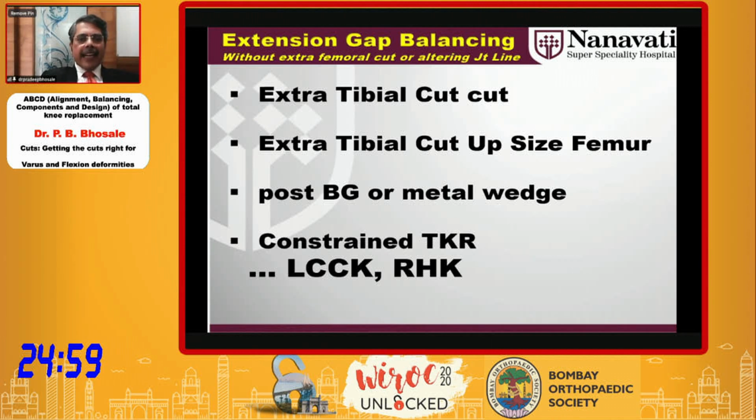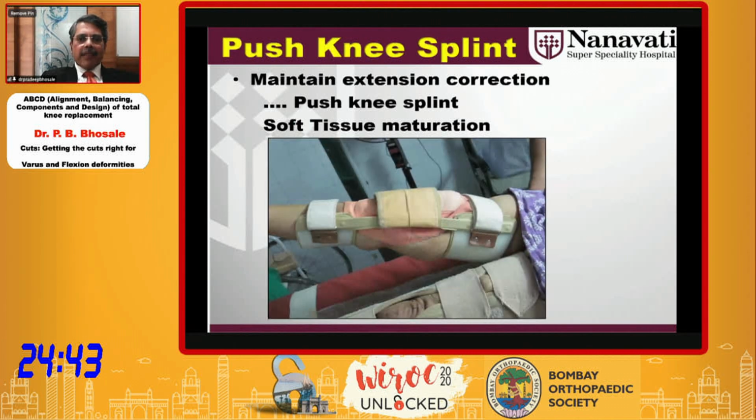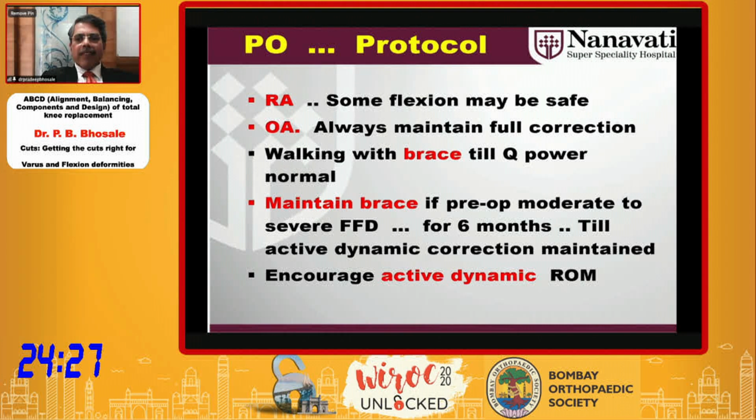Now to avoid that, sometimes you can do a little extra tibial cut and upsize the femur. Posterior bone graft or metal wedges can be used, or sometimes constrained implants. So this can save extra cutting of the femur. A posterior splint is very useful in most rheumatoid patients. You leave some flexion deformity, and this splint progressively stretches the posterior structures and is very helpful. So in rheumatoid, some flexion can be kept, while in OA, see that you don't leave any flexion deformity.